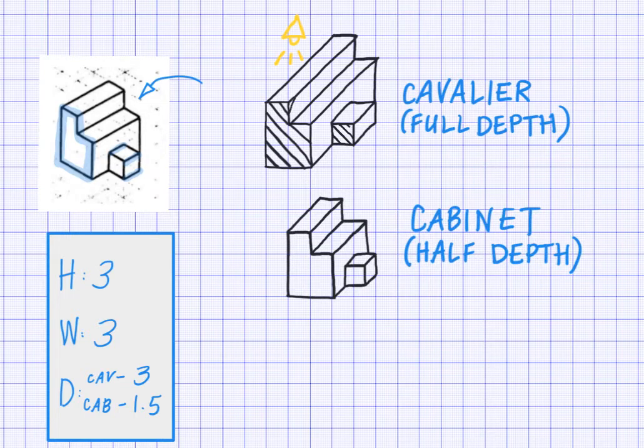And then I would go ahead and do hatching in the opposite direction for my remaining faces. And again, this is a part of your drawing where you'd want to use a ruler. You want to make sure that those lines are as straight as possible. Just like that. And that's how you do a cavalier and a cabinet drawing for this particular shape. Hope that's helpful for you.